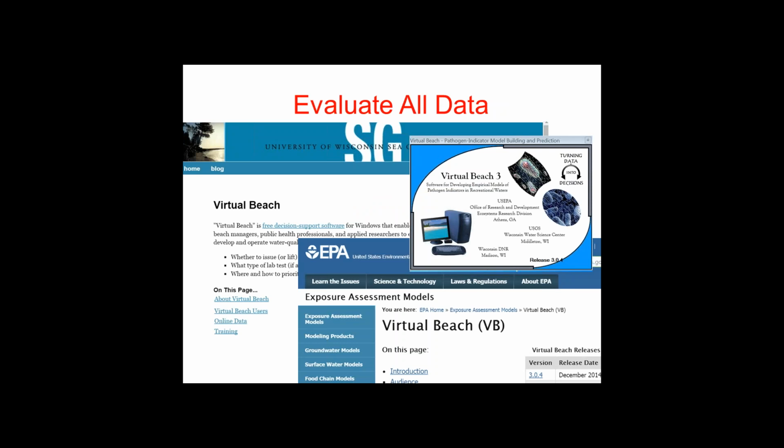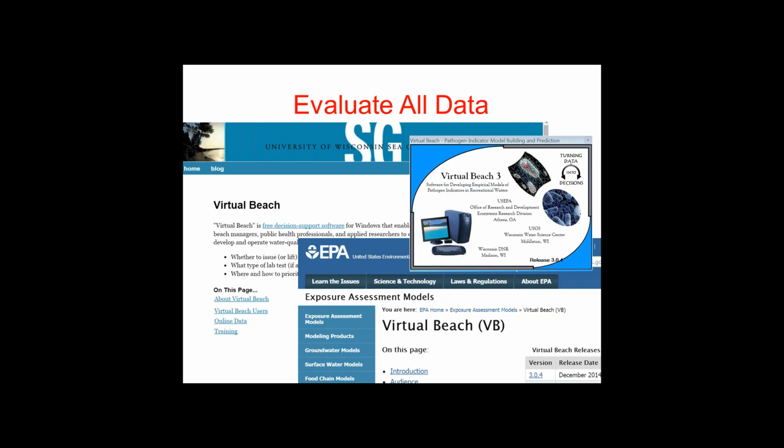So remember, your E. coli results are coming in a day late. That's a real frustration. However, you can get weather data immediately. You can get your sanitary survey observations immediately. So when you get back to the lab, you can start plugging in all that information and create a virtual beach model, which will start forecasting your water quality results.